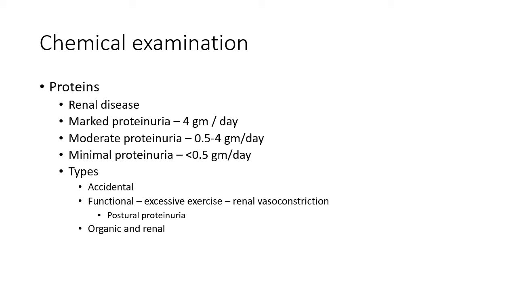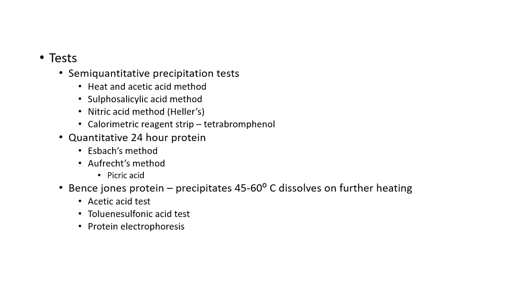The third type is organic or renal albuminuria. In this type, protein or albumin passes from blood into the urine through the walls of the kidney tubules, and this occurs in kidney disorders. Coming to tests for detection of proteins, the first group is semi-quantitative precipitation tests. The tests include heat and acetic acid method, sulfosalicylic acid method, and nitric acid method or Heller's method. Here the protein is quantified from 1 plus to 4 plus precipitation.